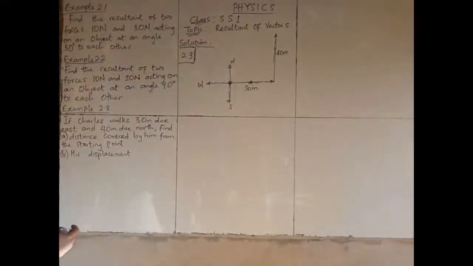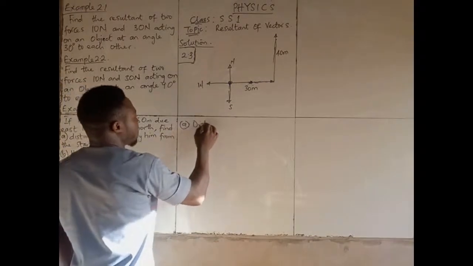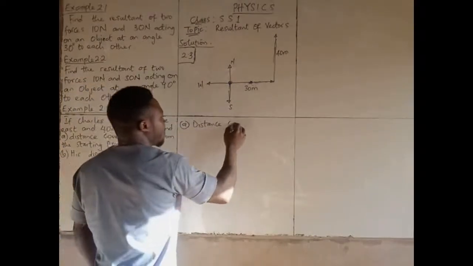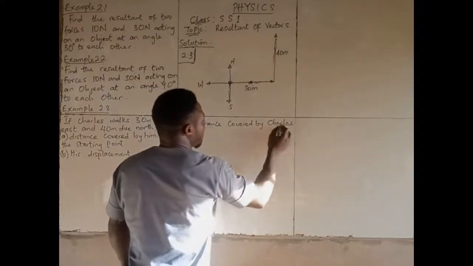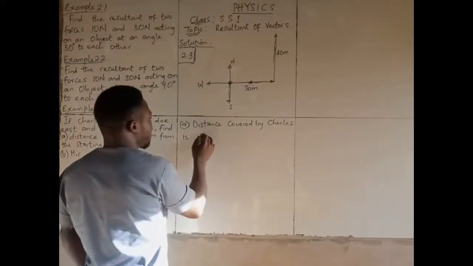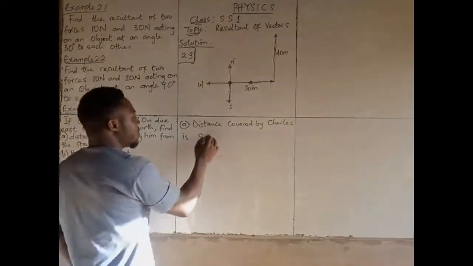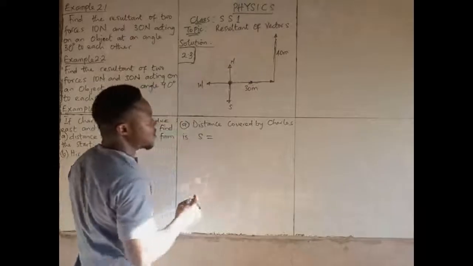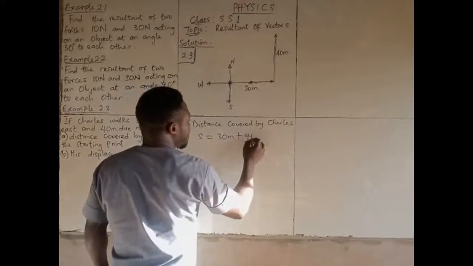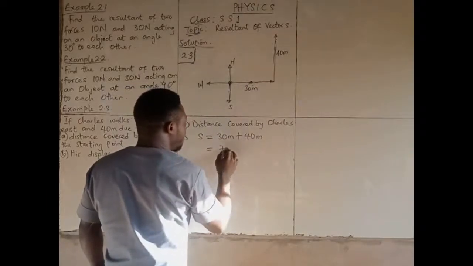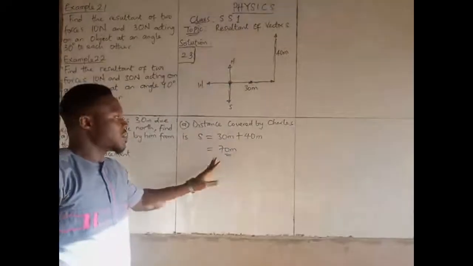Now the first question is to find the total distance covered. A, the distance covered by Charles, let's call it S. This is just an ordinary scalar quantity, it has no direction, and that is going to give us the first transition of Charles, 30 meters, plus the second one, 40 meters, and this will give you 70 meters. No direction. The total distance covered by Charles is 70 meters.